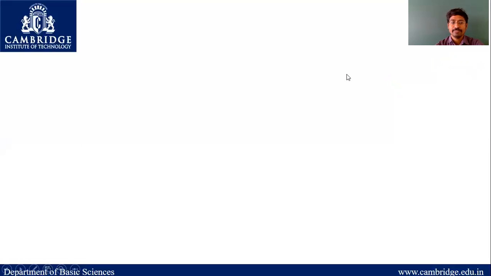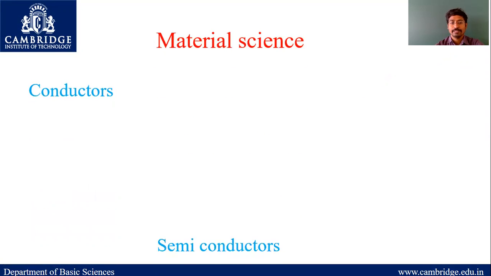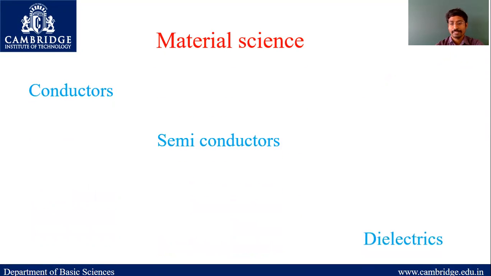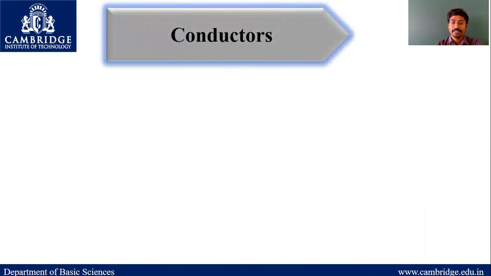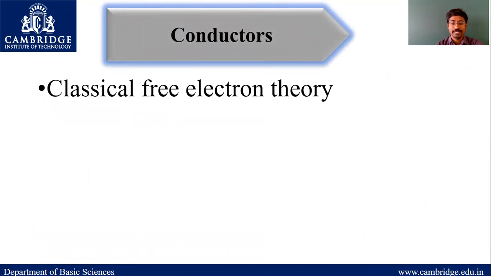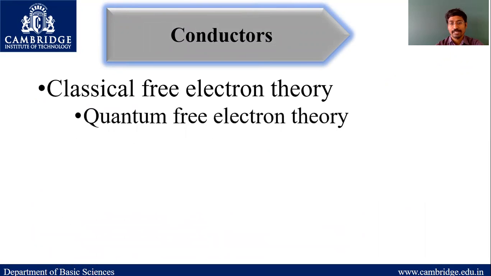In material science, we already know it has three parts. The first one is conductors, semiconductors and dielectrics. Out of the three, in this class we will discuss only the conductors. In the conductors, we need to study both the classical free electron theory and the quantum free electron theory.